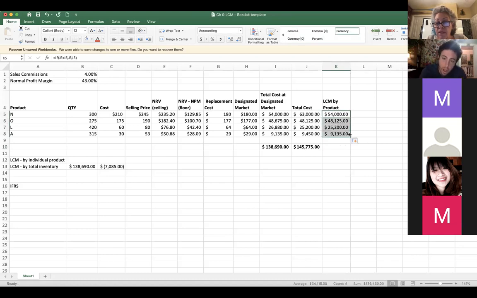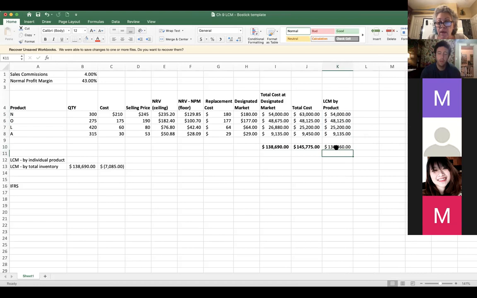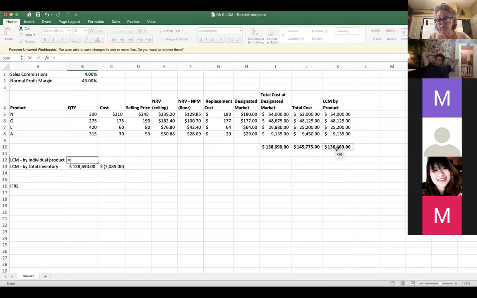And then I copy it down, sum it up, and we get that lower of cost or market. When I look at it by product, the total is 136,460. So I'm going to want to compare it to my total cost to determine if I have a write down. So, equal market minus my cost.